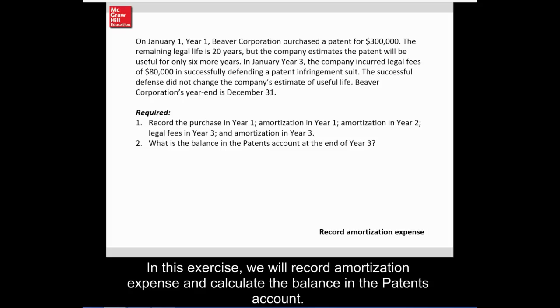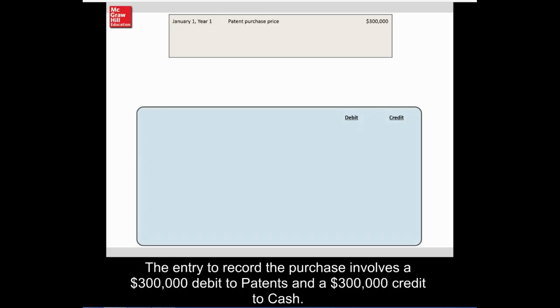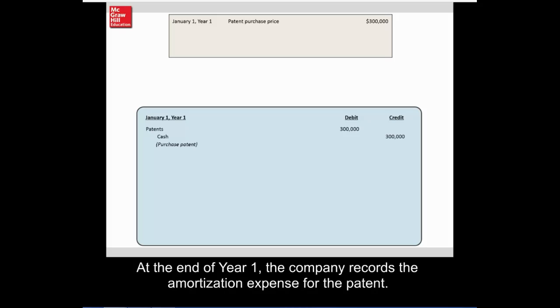In this exercise, we will record amortization expense and calculate the balance in the patents account. On January 1, year 1, the company purchased a patent for $300,000. The entry to record the purchase involves a $300,000 debit to patents and a $300,000 credit to cash. At the end of year 1, the company records the amortization expense for the patent.